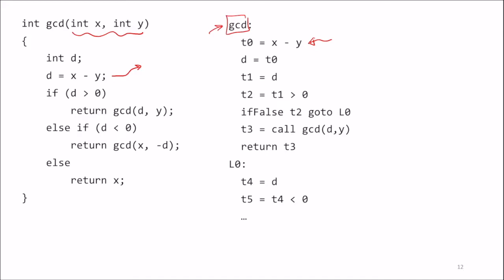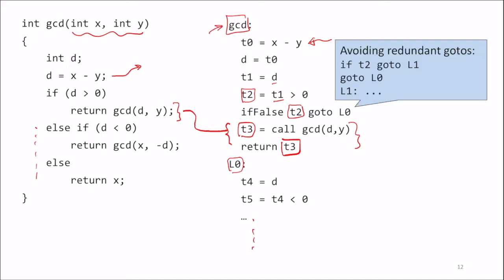Now in this case, it computes whether d is greater than 0, right, over here. As you can see, T1 gets assigned to D. It checks whether T1 is greater than 0. T2 is a Boolean location that we check, and if it's false, we go to L0. And if it's true, we execute this one, which is this code over here. Translated, it calls GCD with these two variables, D and Y. The value is stored in a temporary, and then it returns that value T3. So as you can see, this corresponds to these statements over here. And then the rest of it, all of these statements are not yet shown there.